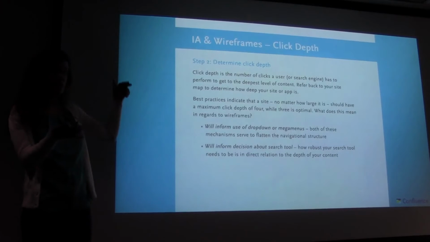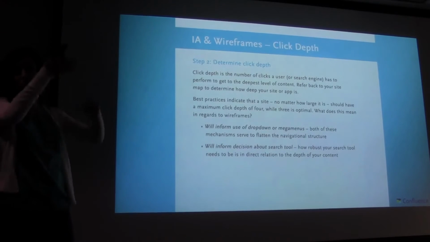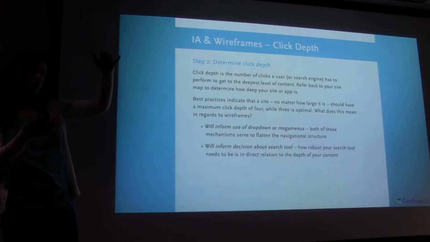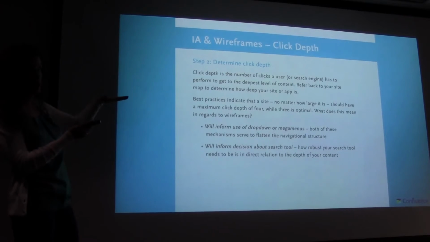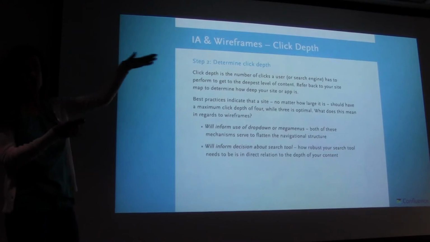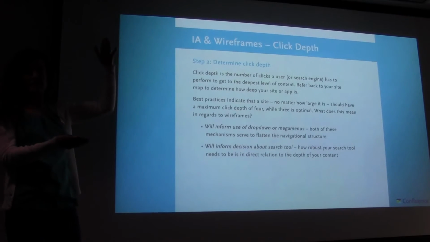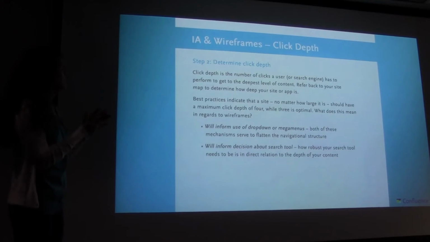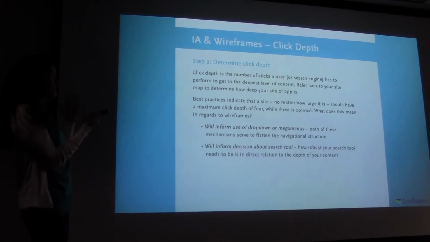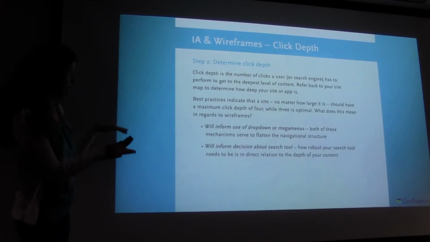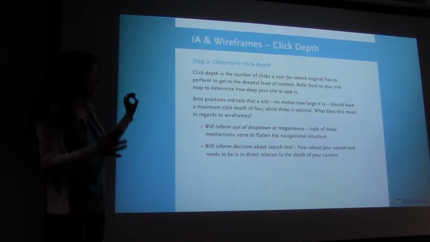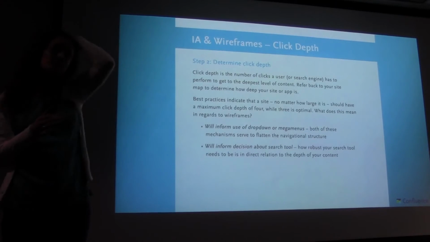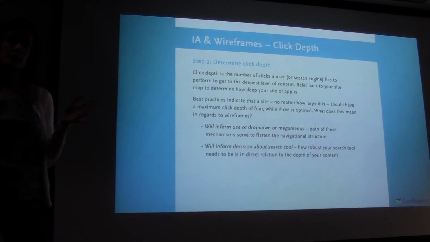And using drop-down menus, you can flatten a site entirely to 1 if you allow people to see children and grandchildren. So you roll over a main nav and you get children, and then flies out to the right, you get grandchildren. Is this making sense? Okay, so that flattens a site to 1 click. Anyway, investigating click depth is going to inform the use of what your drop-down, your mega menu, your navigational structure is, and also help you decide how robust your search tool needs to be.